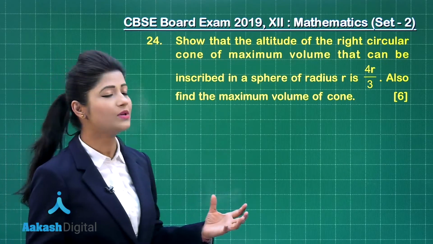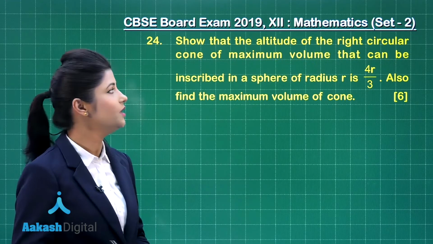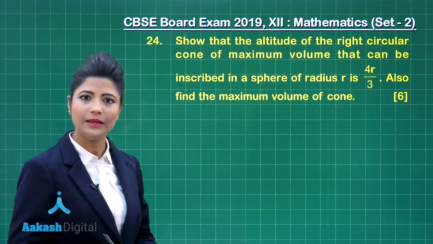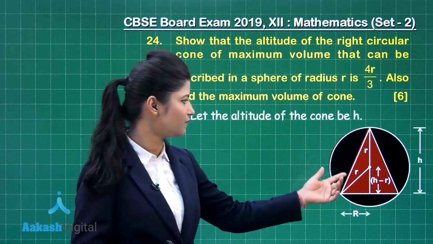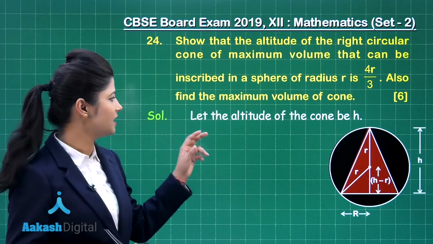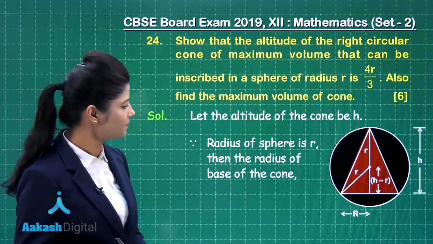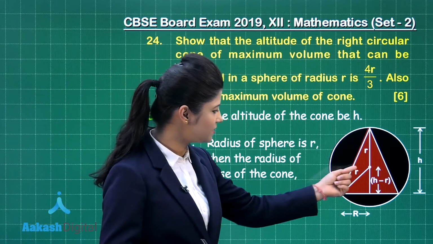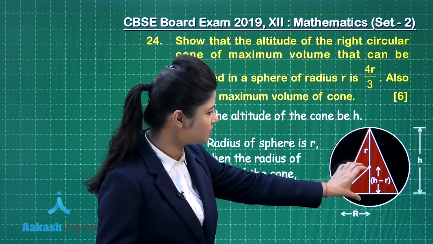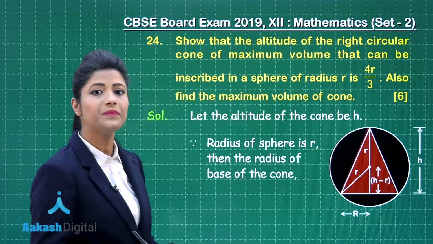Here we are talking about a right circular cone which has been inscribed in a sphere of radius r. You need to show that the altitude of that cone will be 4r upon 3. So let's consider this sphere of radius r and a right circular cone inscribed in it. I am taking the altitude of the cone to be h and the radius of its base to be capital R. Now observe, as the total altitude is h, this portion will be h minus r, and here I have capital R. This is forming a right triangle.